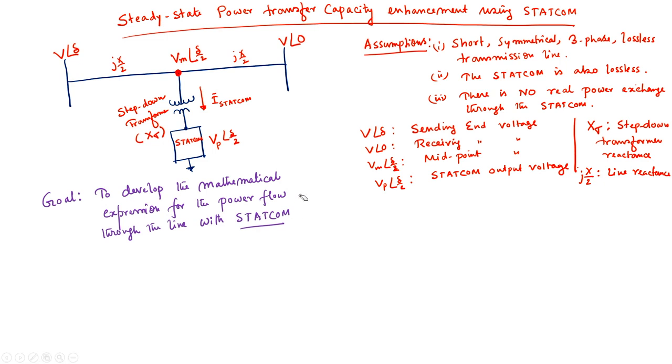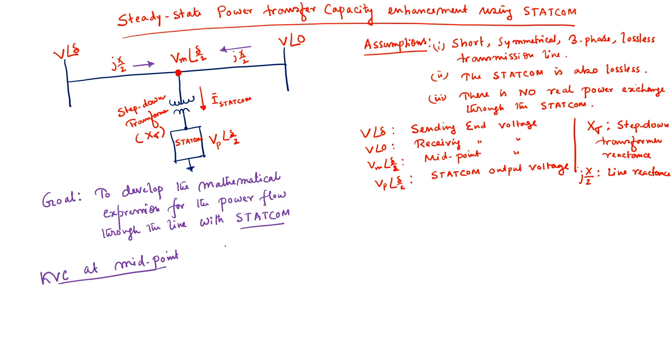Now, in order to develop this mathematical expression, let us apply KCL at the midpoint. Okay. So, suppose this arrow represents the current flowing from the sending end, and this arrow represents the current flowing from the receiving end. If you sum up these two currents, the resultant would be the current flowing through the STATCOM, or the current drawn by the STATCOM.